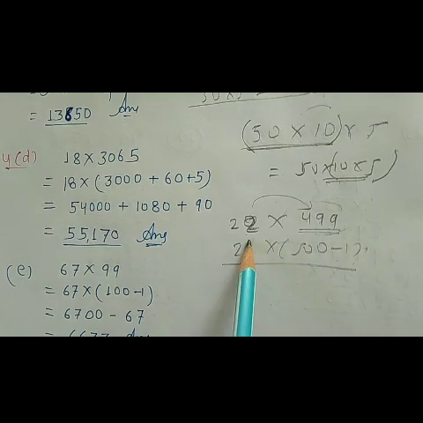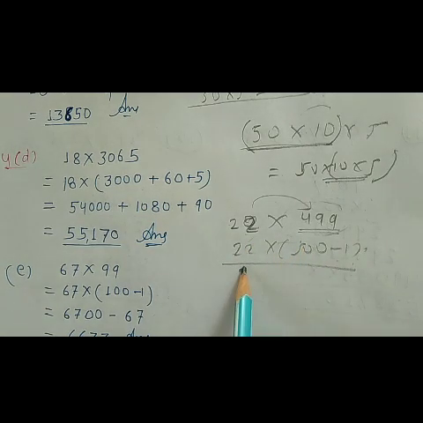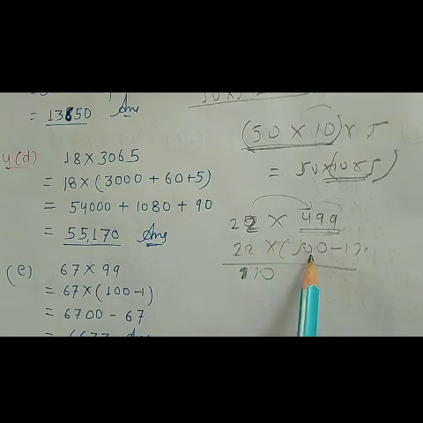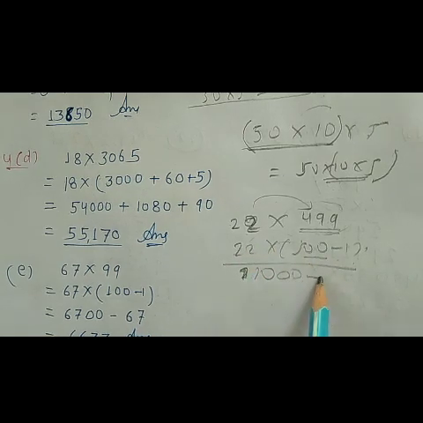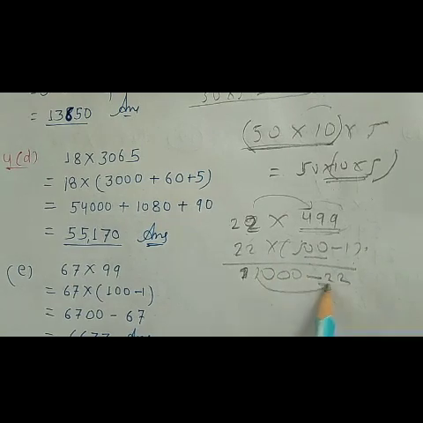Easily we can multiply 22 by 500, because 22 fives are 110, and place these two zeros simply. Minus 22 once is 22. Subtract this number.